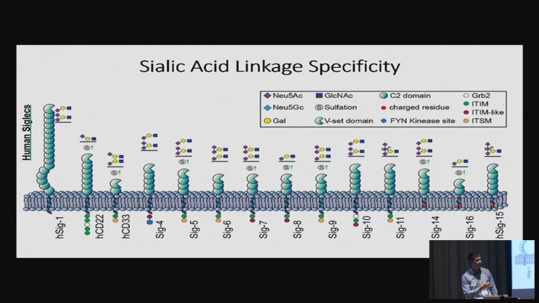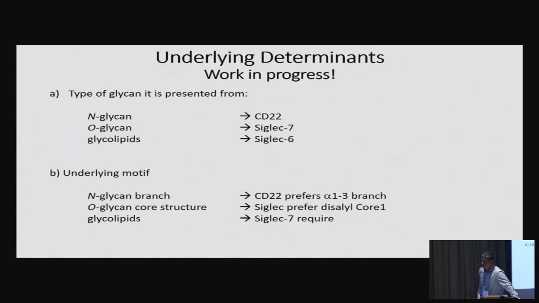Now where the field is at is digging deeper and saying, okay, we know that, for example, siglec 8 likes an alpha 2,3 ligand. Yeah, but where is it presented? And what other structural features of the glycan make that a siglec 8 ligand? So I'm going to walk you through three things, and this is really, like my title says, work in progress. The field is really writing the book on this now, and a few of the examples I'm going to show in a couple of slides are work that's been done only 2 or 3 years ago.